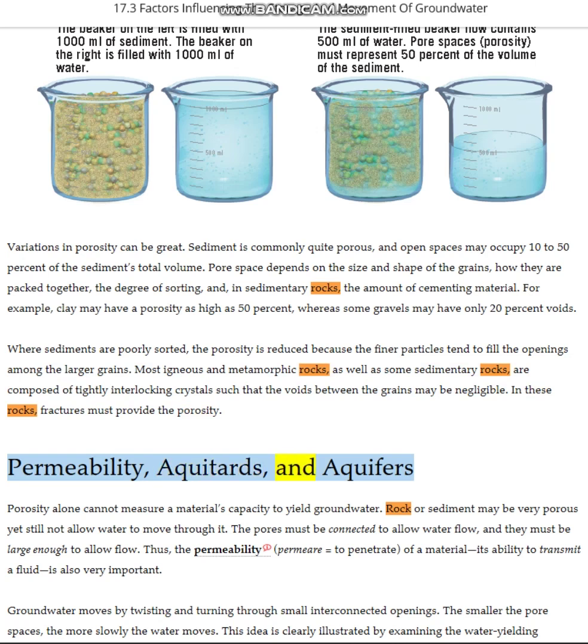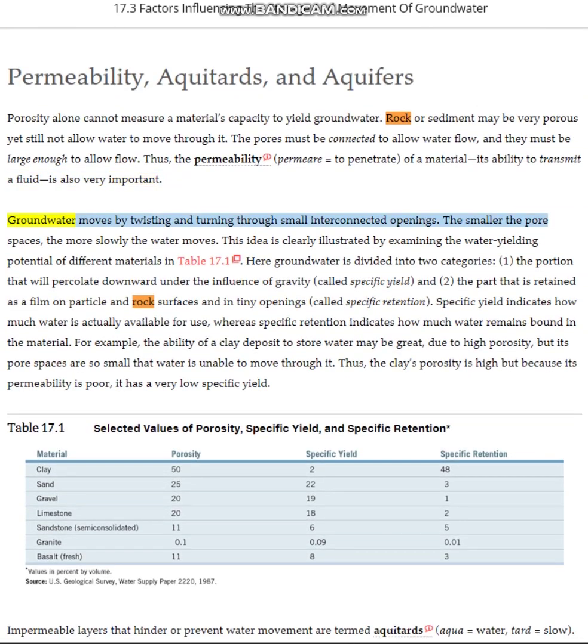Permeability, Aquitards, and Aquifers. Porosity alone cannot measure a material's capacity to yield groundwater. Rock or sediment may be very porous yet still not allow water to move through it. The pores must be connected to allow water flow, and they must be large enough to allow flow. Thus, the permeability (permeare equals to penetrate) of a material, its ability to transmit a fluid, is also very important. Groundwater moves by twisting and turning through small interconnected openings. The smaller the pore spaces, the more slowly the water moves.